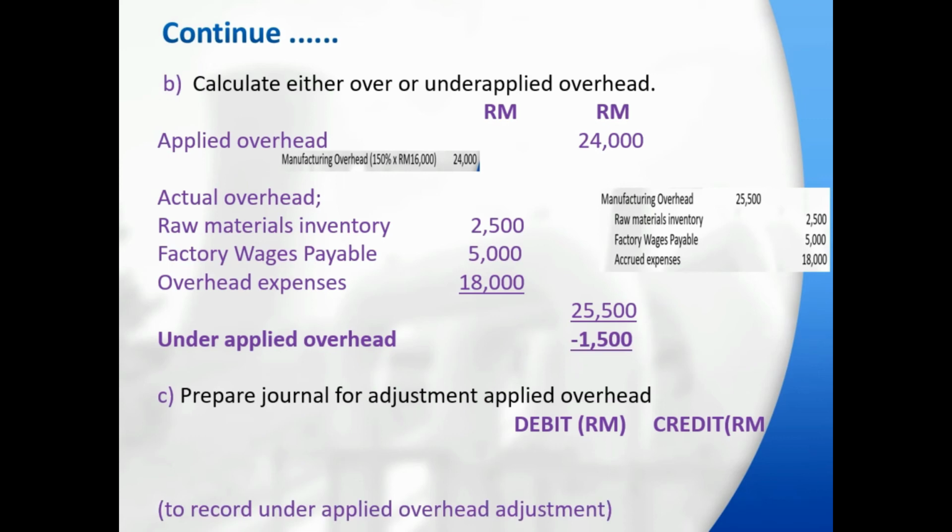To record under applied overhead adjustment, debit cost of goods sold 1,500 because it is under applied. So credit manufacturing overhead 1,500.